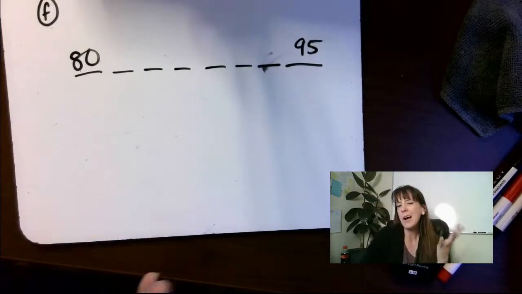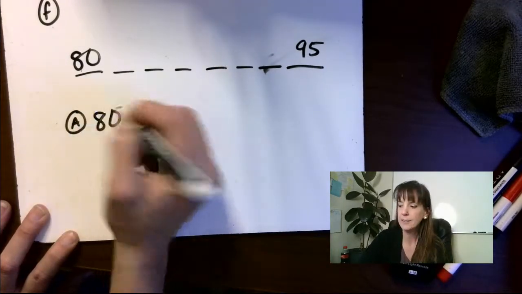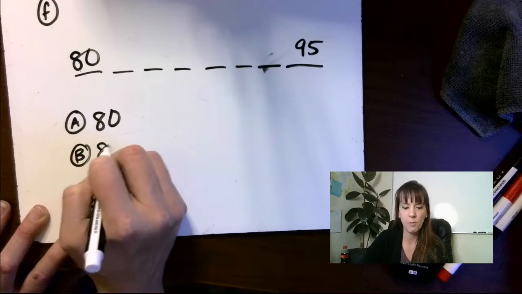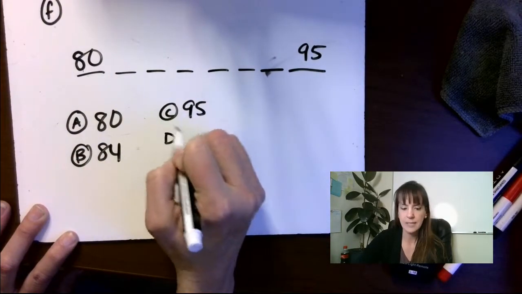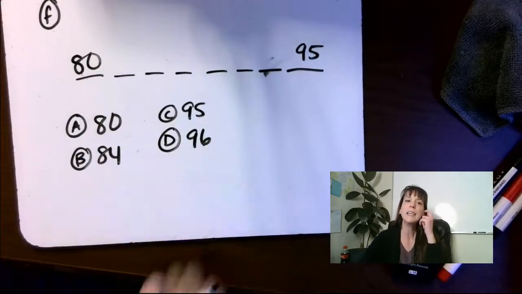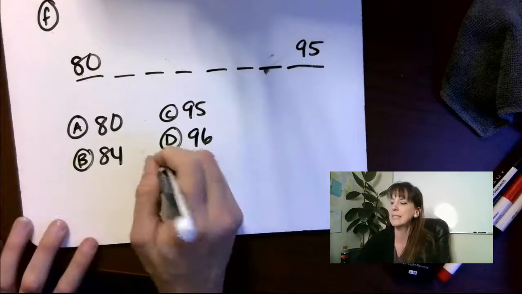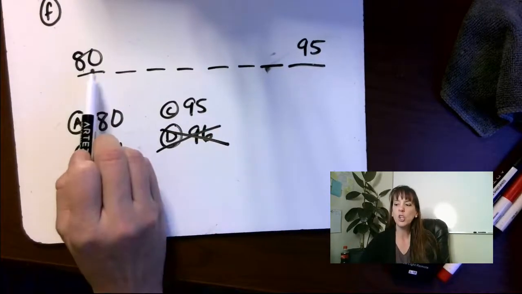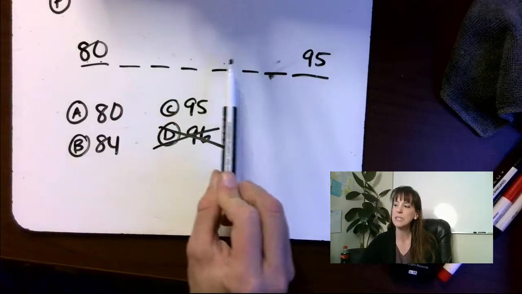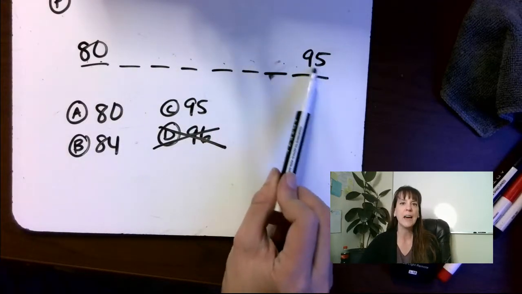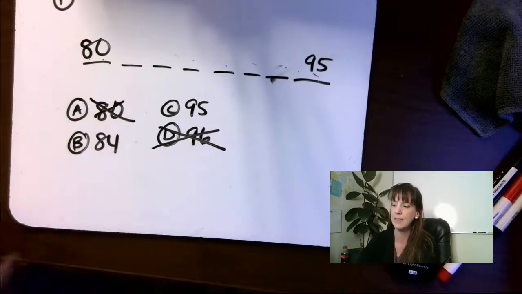So how could we ballpark this? Well, the options are 80, 84, C is 95, and D is 96. Well, guys, if he hasn't scored anything higher than 95, it can't be 96, the average. And the lowest he scored is 80. So even if he scored like 80 on all the rest of these tests, that 95 is going to bring our average up above 80. So it definitely can't be that.